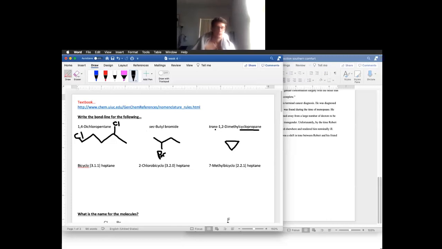But also we have trans. And so in the trans position, we need our dimethyls to be pointing in opposite directions. And so what would you do in order to show that? Not necessarily pointing up or down, but yeah, Michaela, dash and wedge, because it's in a cyclic, it's on a plane, kind of like this, and so one would be pointing down and one would be pointing up.